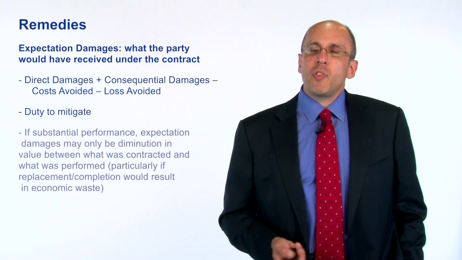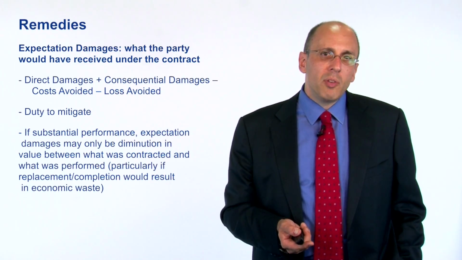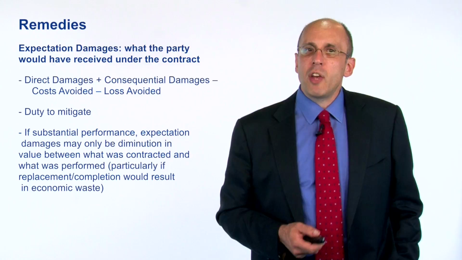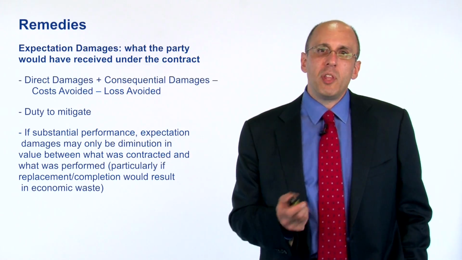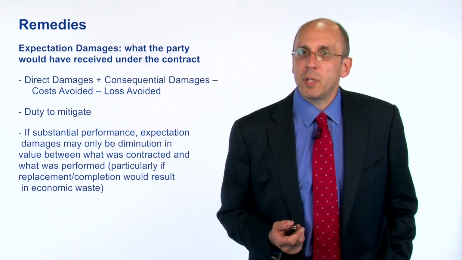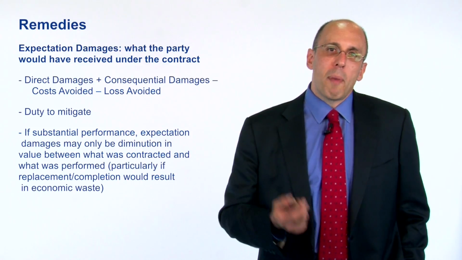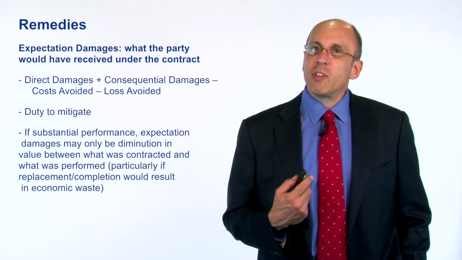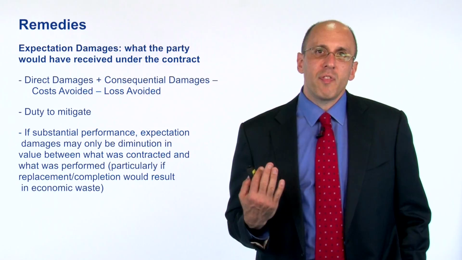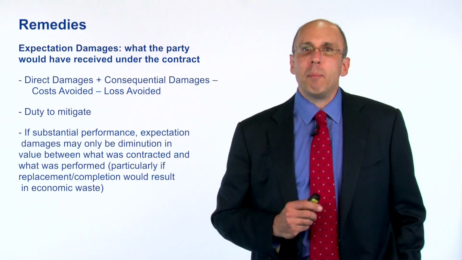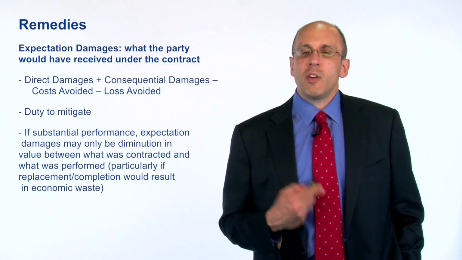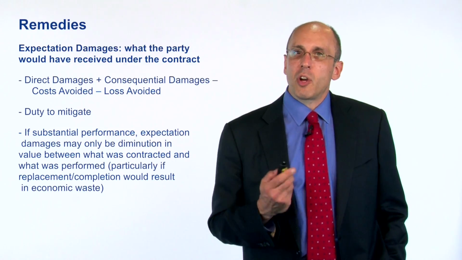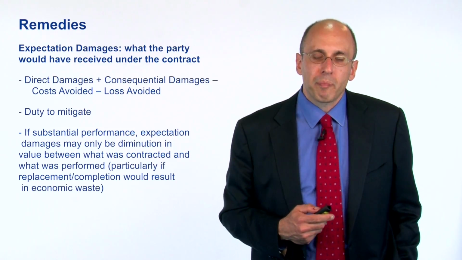Now, if there's been substantial performance, the general measure of expectation damages will be the cost of replacement or completion. So to go back to my example, if you paint my fence but leave just a tiny bit at the end, then really the damages are only going to be the cost of completing the fence.